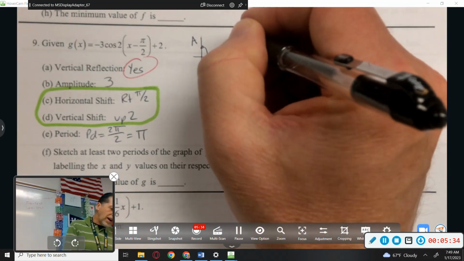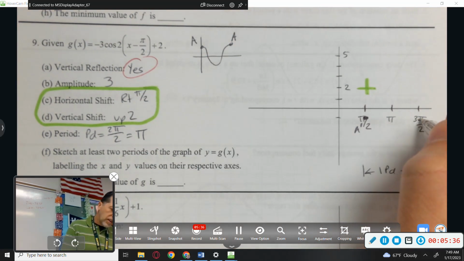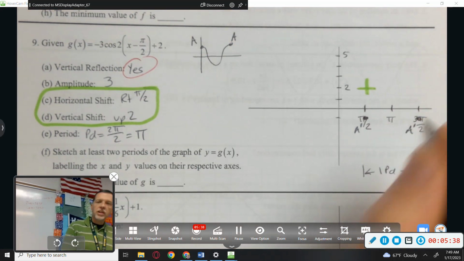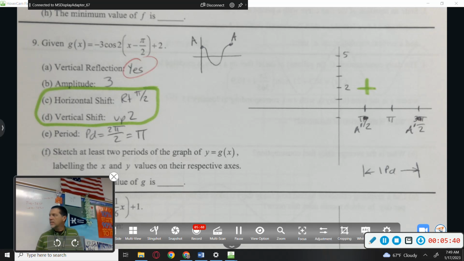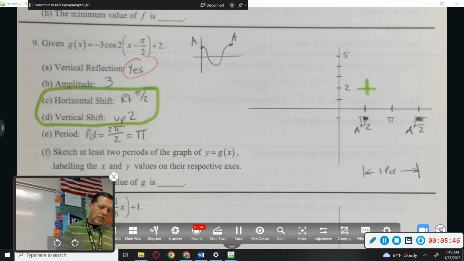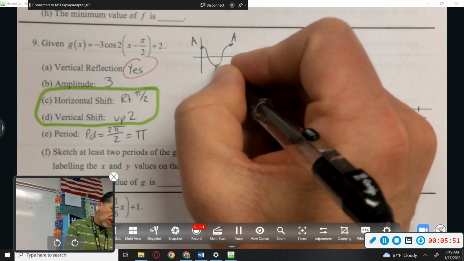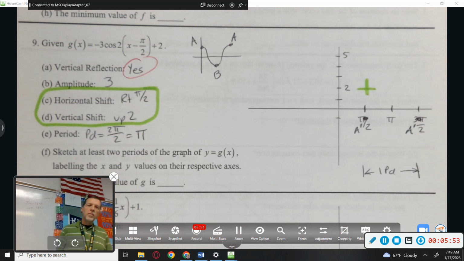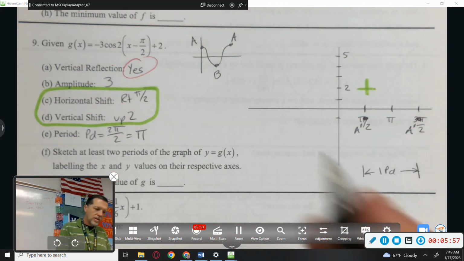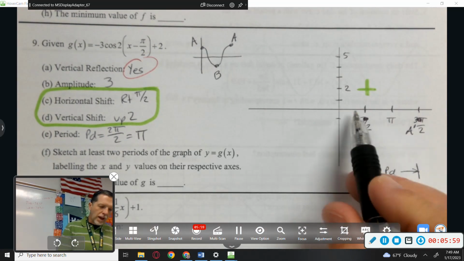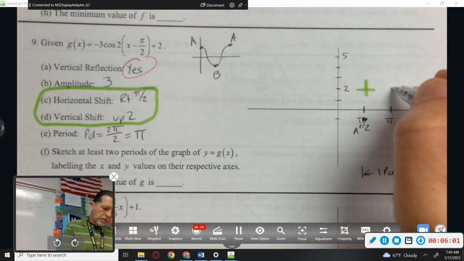Which means my start over point is another A point. The maxes, now they're the minimums because of the flip, will be pi away at 3 pi over 2. My minimum, or at least my usual minimum, has been flipped to be a maximum. So halfway in between the two A points will be a maximum.